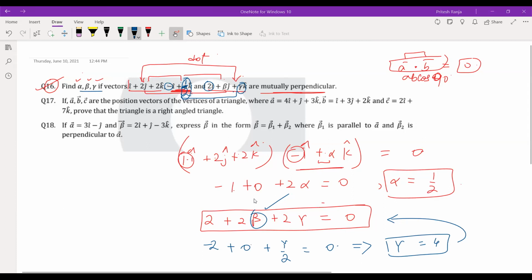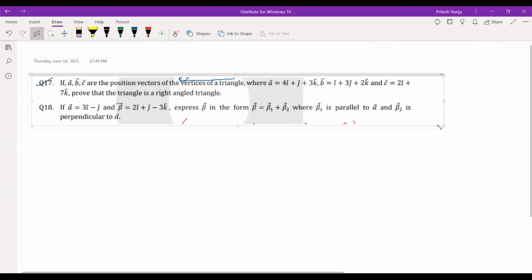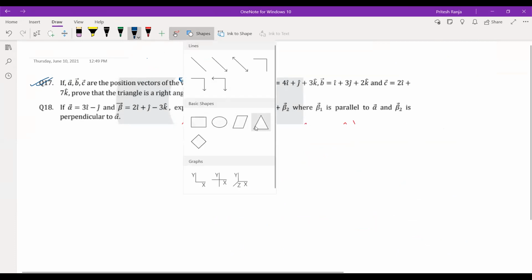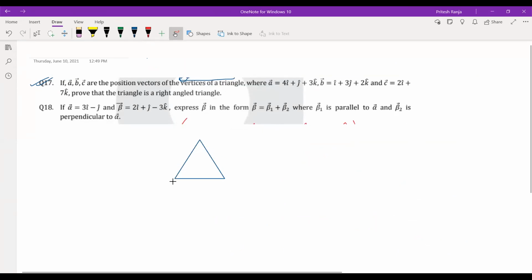Okay. Now the next one, number 17. If a vector, b vector, and c vector are the position vectors of the vertices of triangle. देखो, these are, ये सभी कोई करेंगे. I'll give you the broad way to do this. Complete idea I will give.